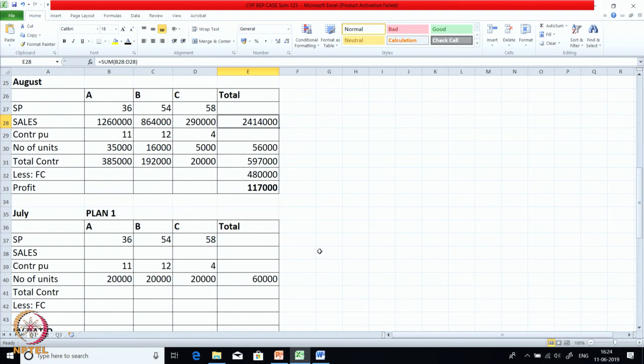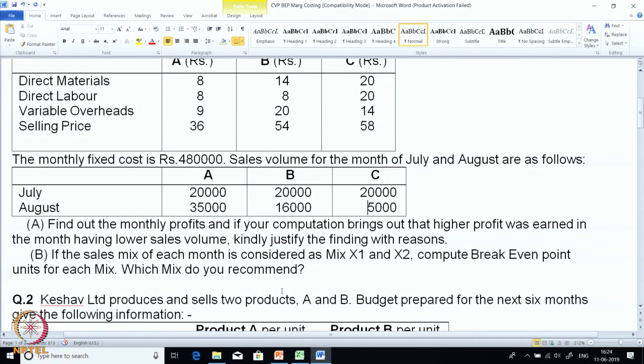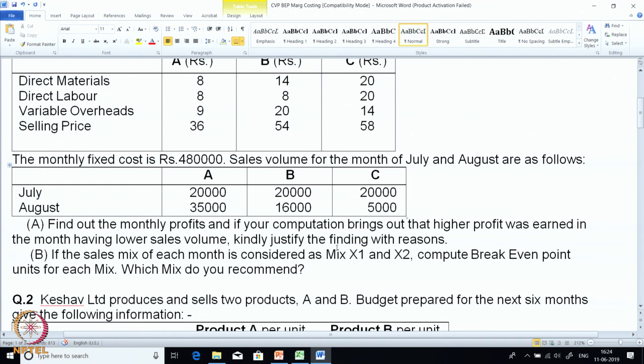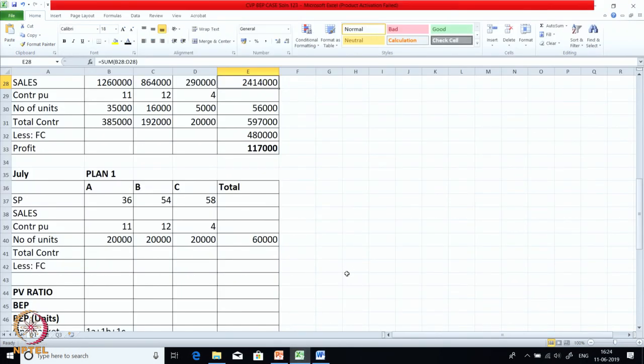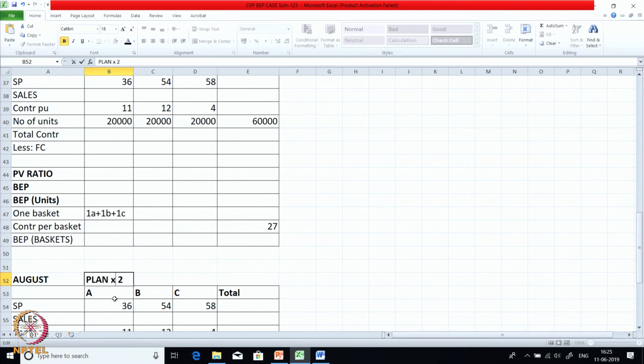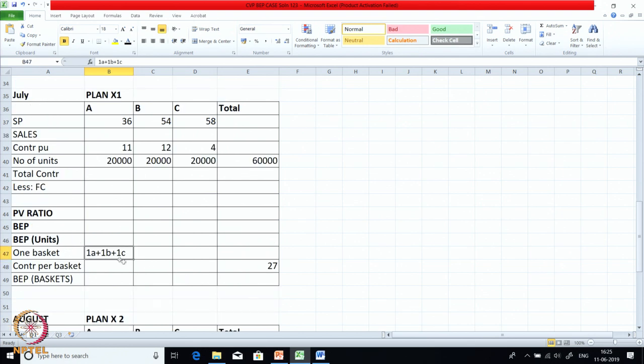Now, let us dig further into how it is possible. So, in part B of the question, what they have asked is, if you consider the sales mix of July and August as two sales mixes, that is mix X1 and X2, compute the breakeven point for both and suggest which mix you recommend. So, in July, we have called it plan 1, or let us say we can call it plan X1, and in August it is plan X2. Now, for each of these plans, you have to calculate the breakeven points. Okay, so try to calculate the breakeven point for both the plans.